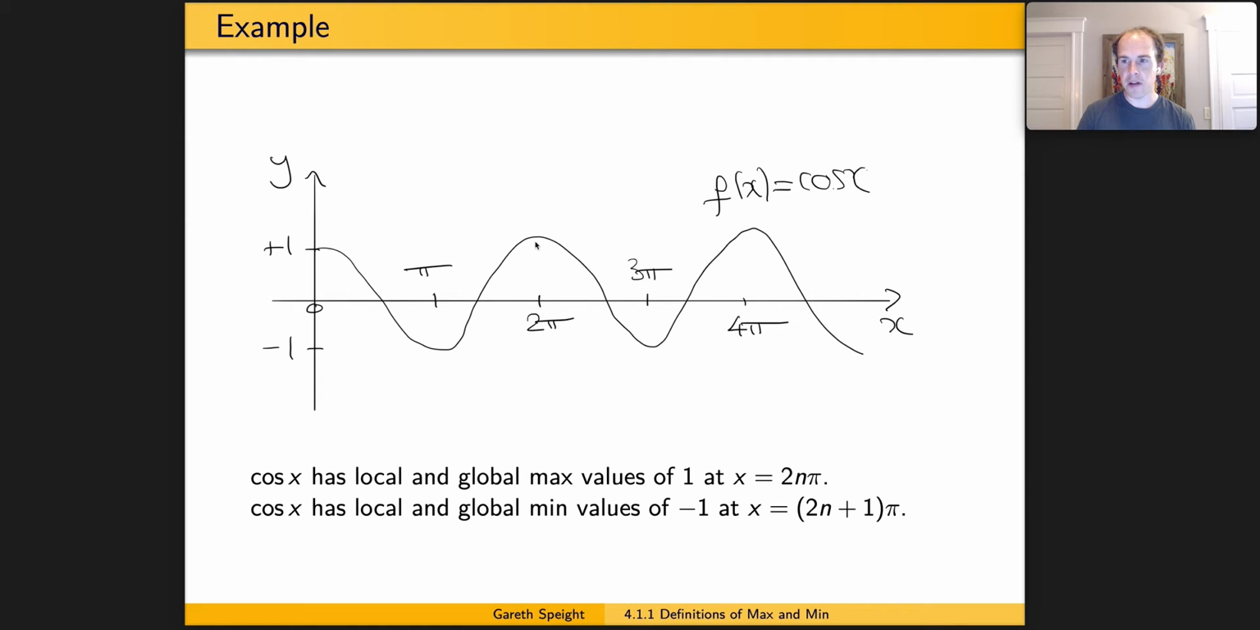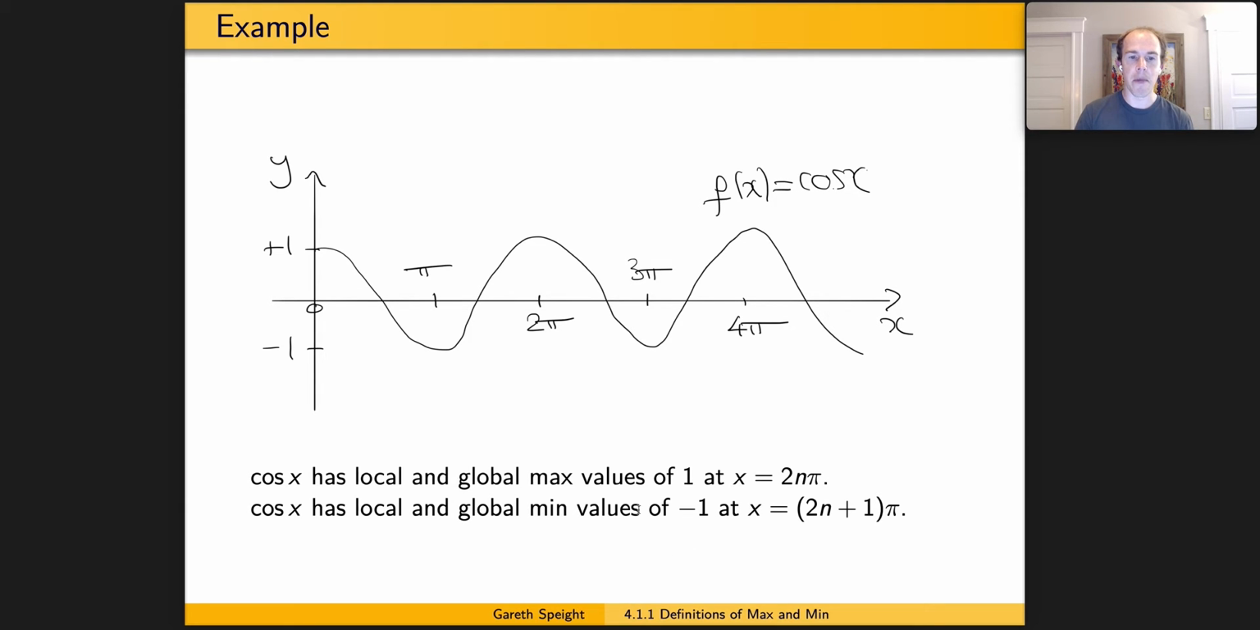But we can also compare it to values on both sides, and it's bigger than all the values on both sides as well. When I say here bigger, I mean bigger or equal to. If I mean strictly, then I will insist on saying strictly. So this is both a local and a global maximum. And we can say the same thing about 4 pi or 6 pi or any even multiple of pi. So cosine x has local and global max values of 1 at x equals 2n pi, so even multiples of pi.